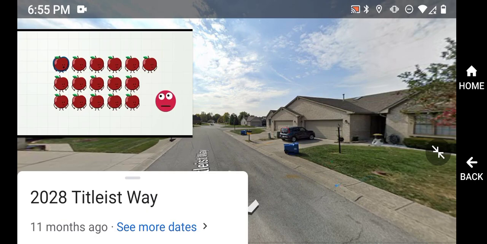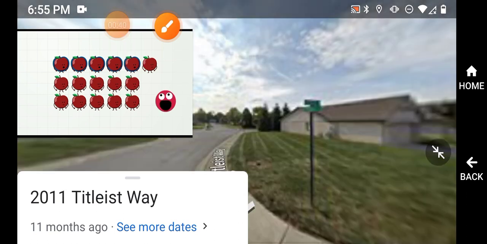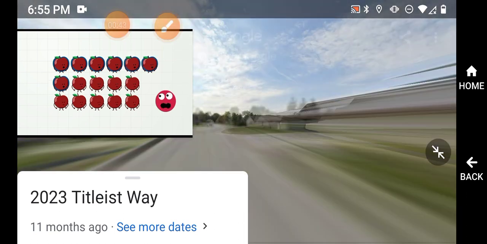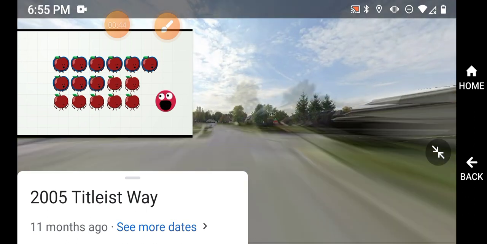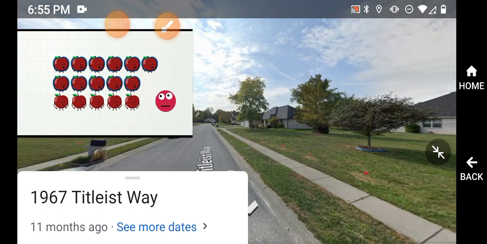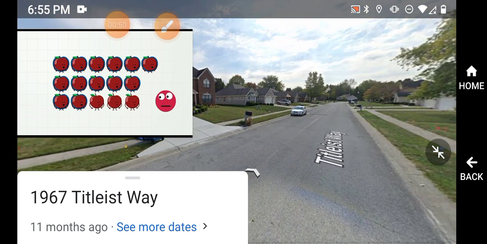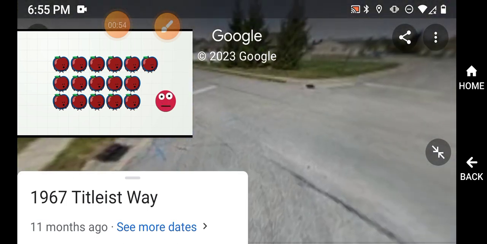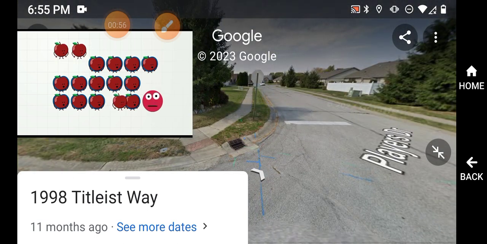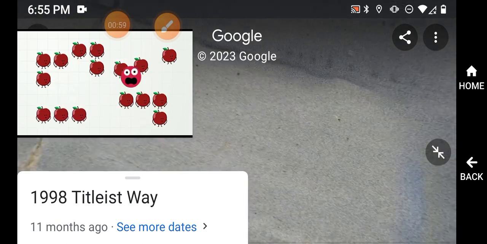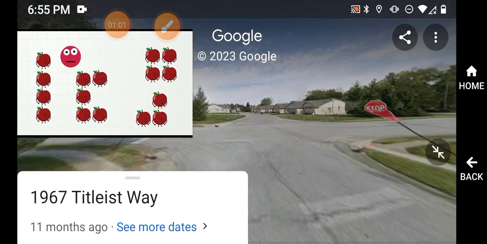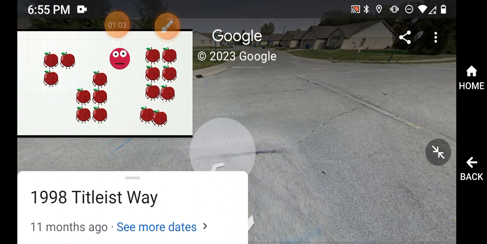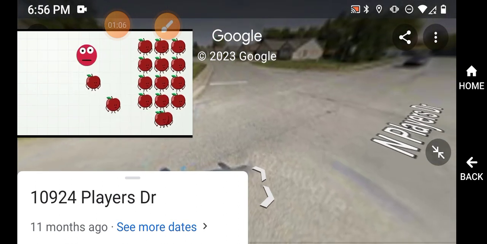Wow, so many apples. How many? Let's go. 1, 2, 3, 4, 5, 6, 7, 8, 9, 10, 11, 12, 13, 14, 15, 16 apples. And there are many ways to compose, or put together, and decompose, or take apart, the 16 apples.